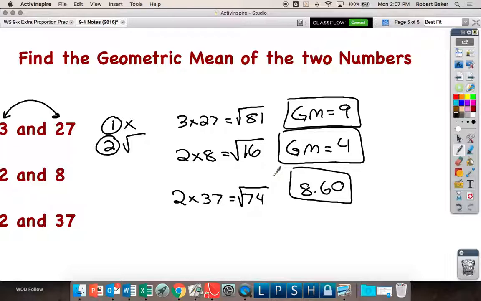Tomorrow on 9.5, I'm going to give you two other methods to finding side lengths that are for similar triangles. Okay? We'll look at the side splitter rule and something else really crazy. So that's all of it there. Let me pause.